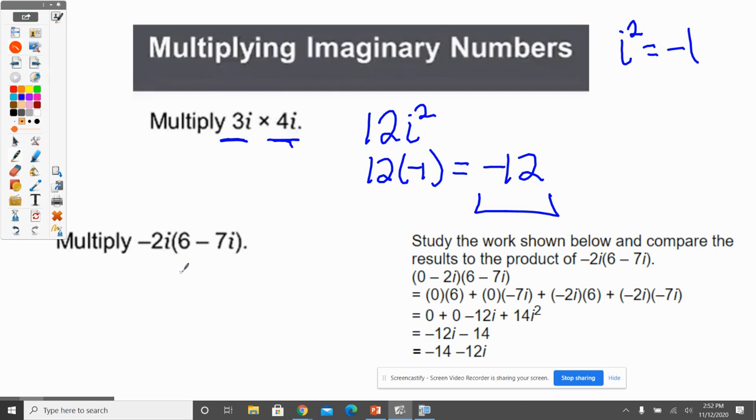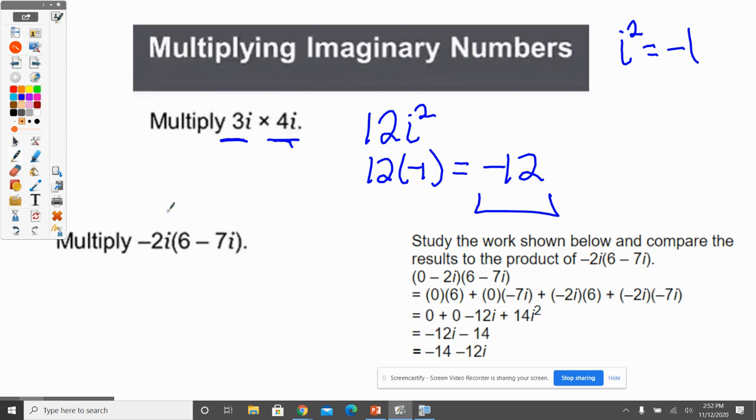What happens here? Well, they're kind of explaining it here. They're writing it like this: 0 minus 2i and 6 minus 7i. And then it looks like they're going to be foiling or double distributing, which is fine. And they got 0, and they got another 0, and then they got a minus 12i, and then this is what happens. They got a 14i squared, which is the same thing as minus 14, and they wrote it in the a plus bi form.